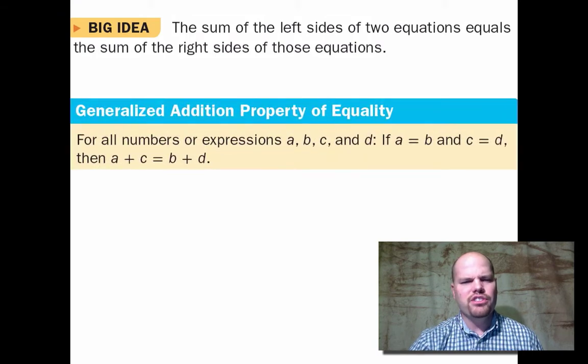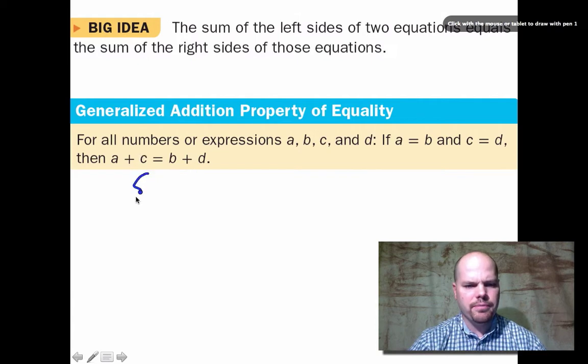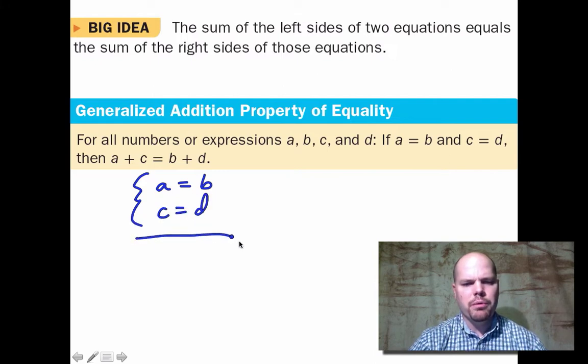So we have the generalized addition property of equality. For all numbers or expressions a, b, c, and d, if a is equal to b, and c is equal to d, then a plus c is equivalent to b plus d. If we write this as a system, with a equals b and c equals d, and add these two equations together, the left sides equal the total of the right sides. So we'd have a plus c equals b plus d.